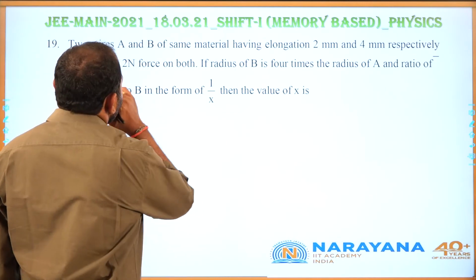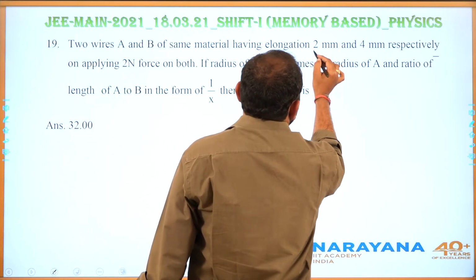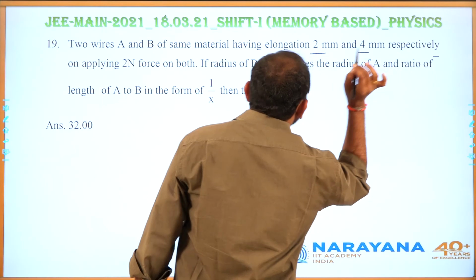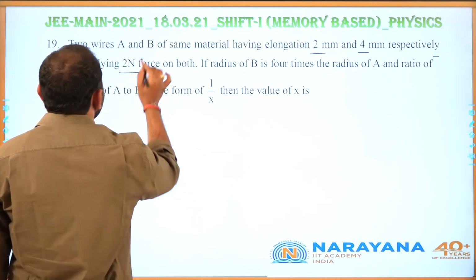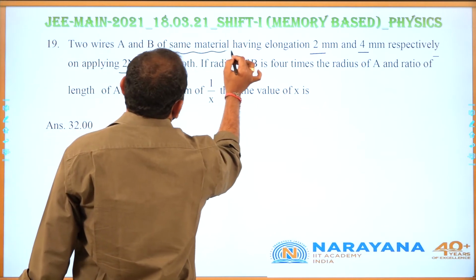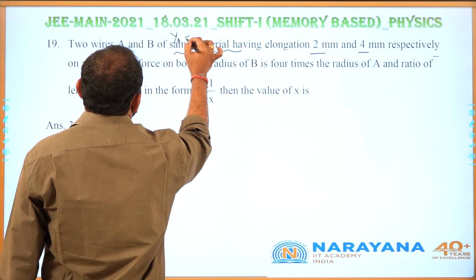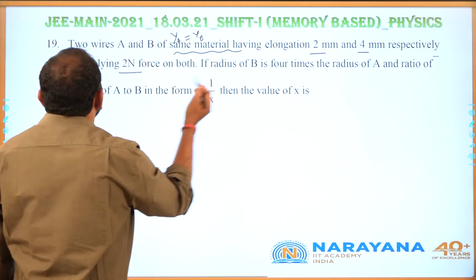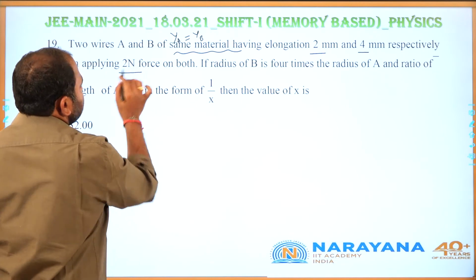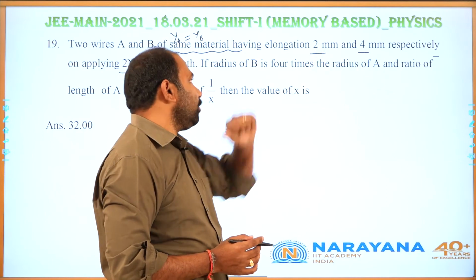Two wires A and B of same material having elongation 2 mm and 4 mm respectively on applying 2 Newton force on both. It is given A and B are made up of same material, means both have the same Young's modulus. Young's modulus of A and Young's modulus of B are the same. By application of same force of 2 Newton on both, the elongation produced is 2 mm and 4 mm.